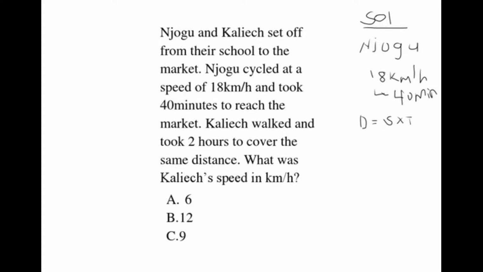Our speed here is 18 kilometers per hour. Our time here is 40 minutes. So these 40 minutes, we can write it as 40 over 60, and then we multiply times 18. 18 is the speed, then times time. Therefore, we shall have 40 over 60 times 18. Let us simplify.